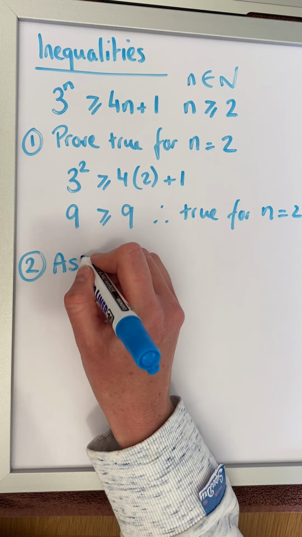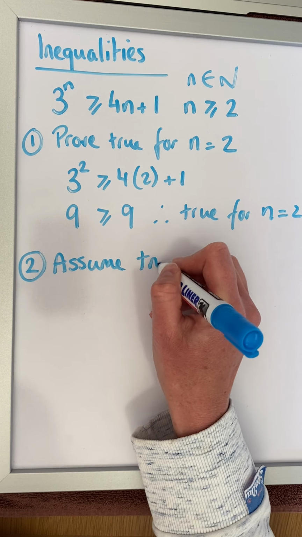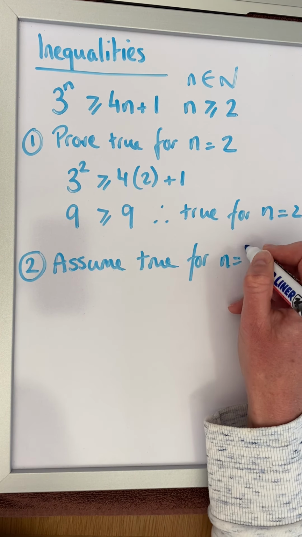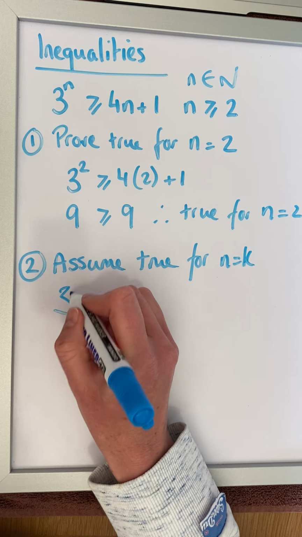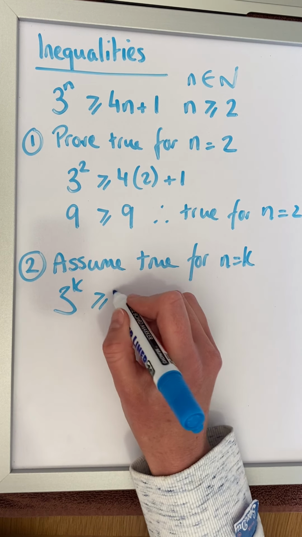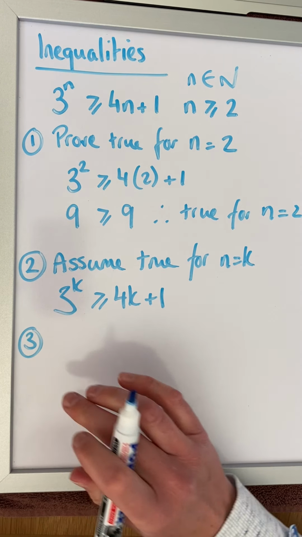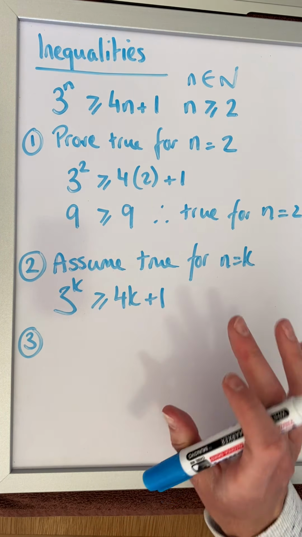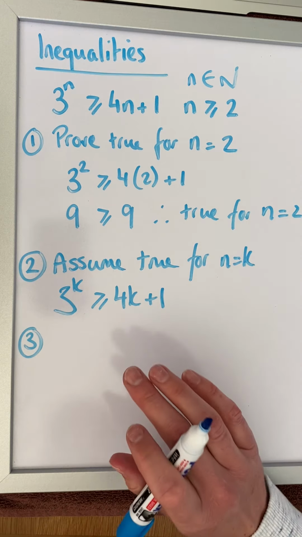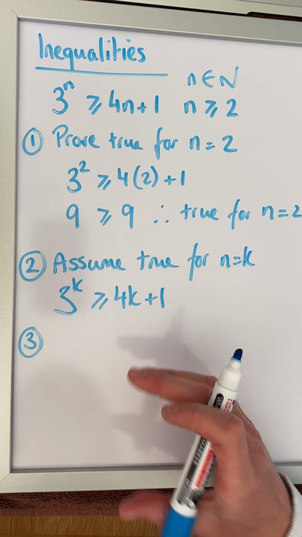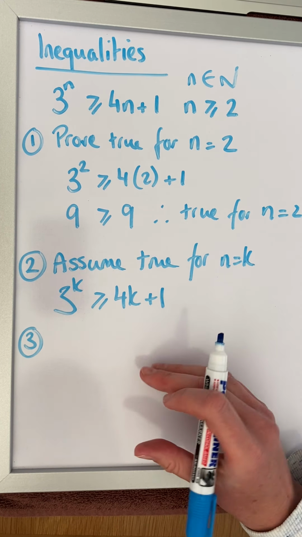Step 2 remains the same. We assume true for n equals k, and that means that we assume that 3 to the power k is greater than or equal to 4k plus 1. Now for step 3, here is where the difficulty comes in. Inequalities are probably the most difficult type of proof by induction because there's a lot of manipulation required.